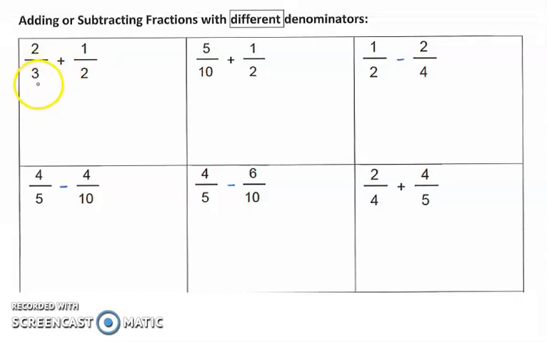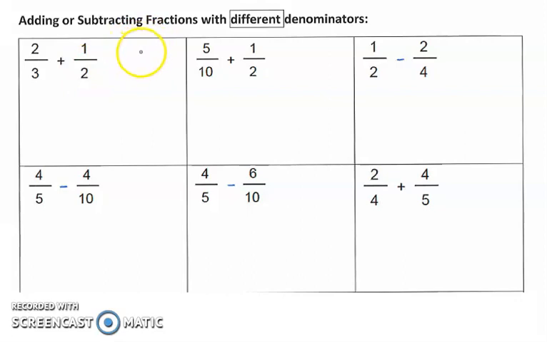Kia ora, Year 9. In this video we're going to talk about how to add or subtract fractions with different denominators. From the previous video we learned that we can only add or subtract fractions with the same denominators. So now if we have a look at this example here, we've got 2 over 3 and 1 over 2.